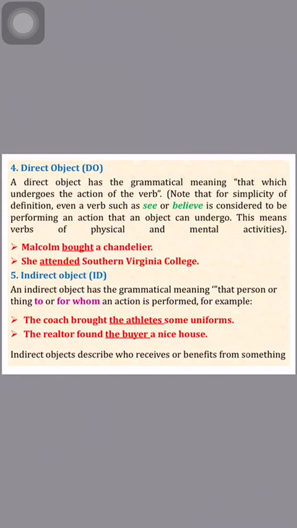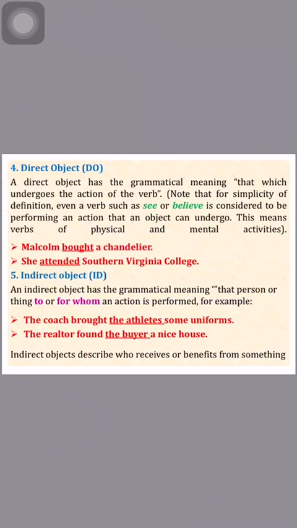This indicates what? That indirect objects describe who receives or benefits from something. Who gets the benefit of something. Remember this: My mother bought me a flower. So my mother is the subject. Bought is the verb, a transitive verb. Bought whom? Bought me. Bought me what? A flower. So who will get the benefit of the flower? My mother or me? Of course me.